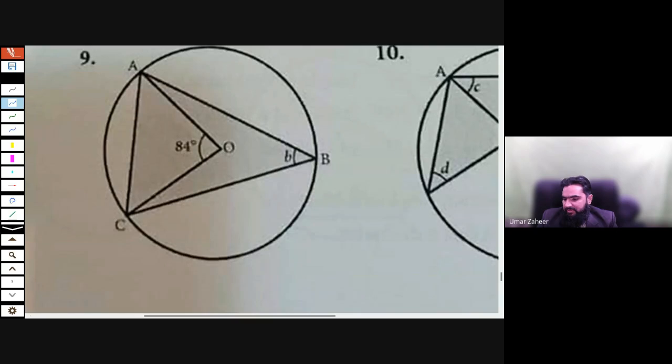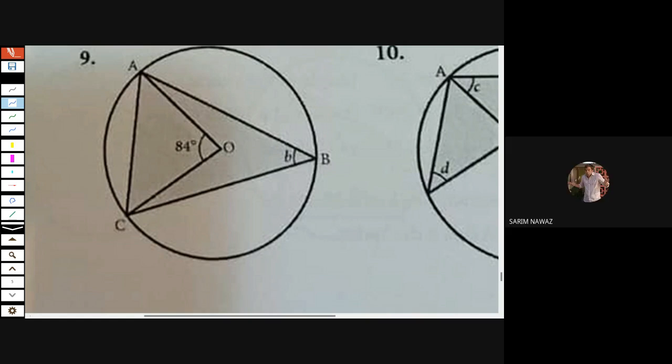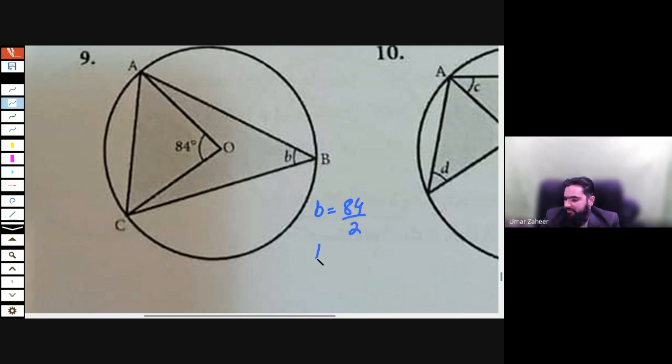Look at here. In this one, this is subtended on the center, and from the same segment, it is subtended from the circumference. Yes, what is the relation between these two angles? Between the central angle and the circumference angle? The angle at the circumference is half of the one in the center. So that will be equal to 84 divided by 2. You will get 42 degrees.